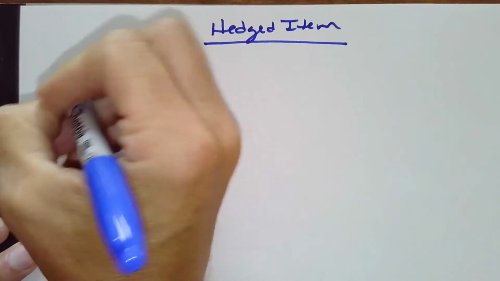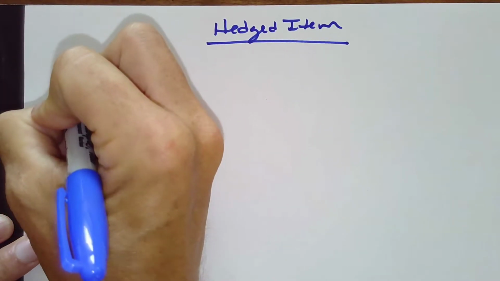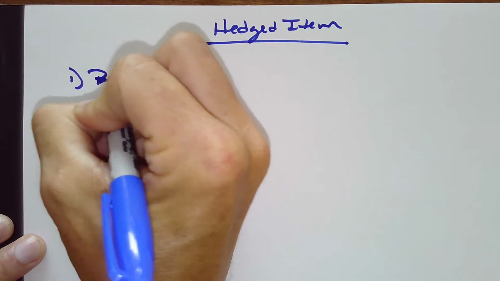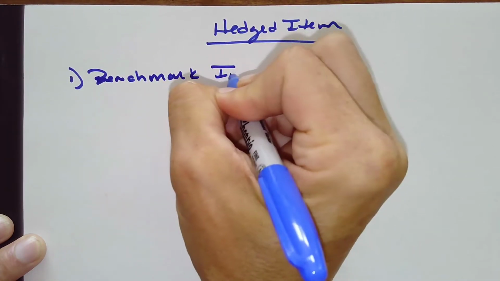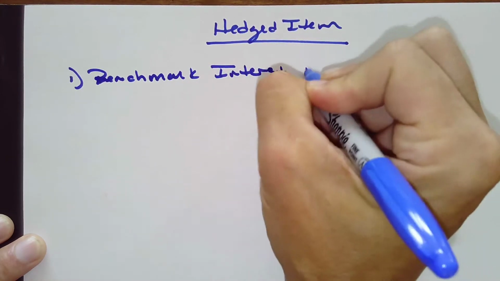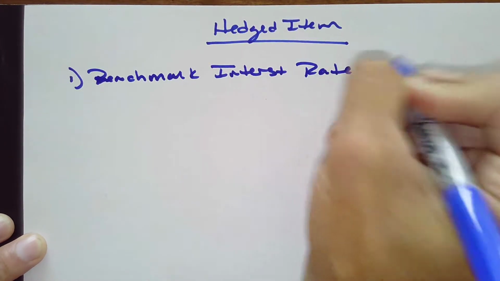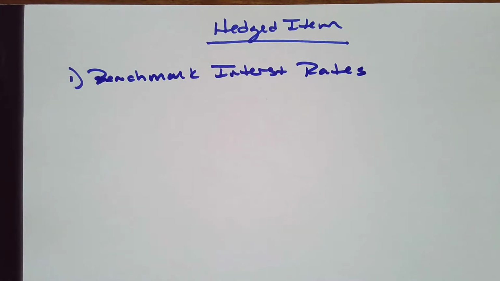So benchmark interest rates. Okay, benchmark interest rates, we're talking about LIBOR, treasury rate, etc. So those things can be hedged items. You can identify that as the hedged risk, the hedged item, and that can be your hedged risk.